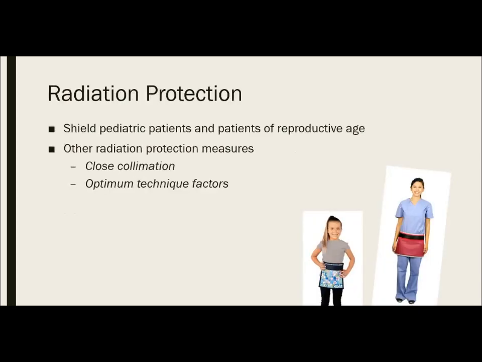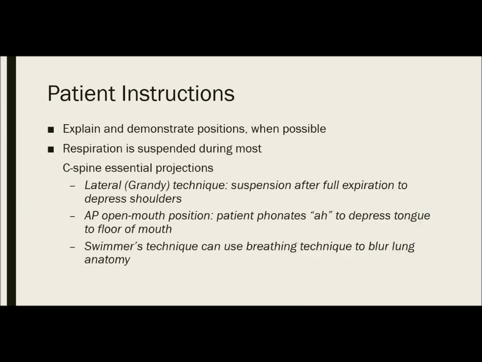Okay, so radiation protection for these. We want to shield our pediatric patients and our patients of reproductive age. Some other radiation protective measures that we would want to do are close collimation and optimum technique factors, which we'll also go over at the end of this PowerPoint.